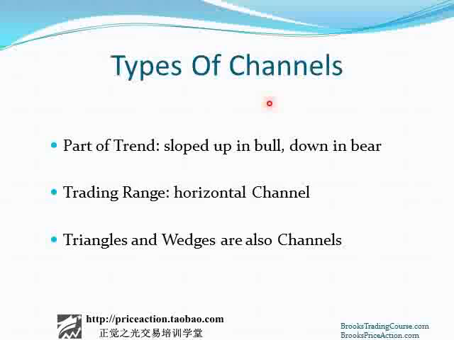The types of channels. A channel is a type of trend, and it's part of a trend, and it's sloped up in a bull, it's sloped down in a bear. A trading range is a channel. It's an entirely horizontal channel. Triangles and wedges are channels. Triangles are mostly sideways. Wedges are either diagonal and sloped up or down. But they're channels because anytime the market can be contained between two lines, it's in a channel.